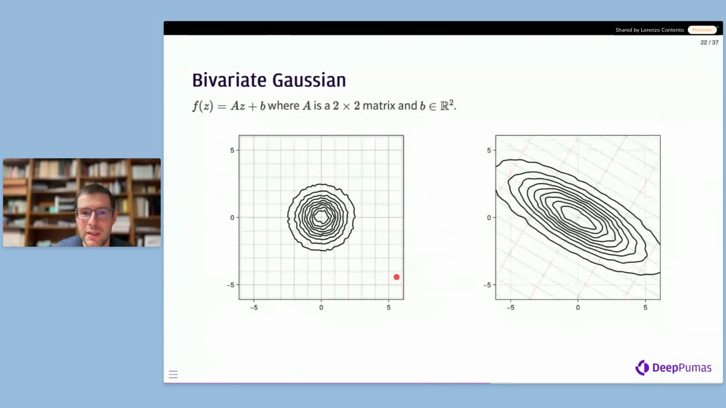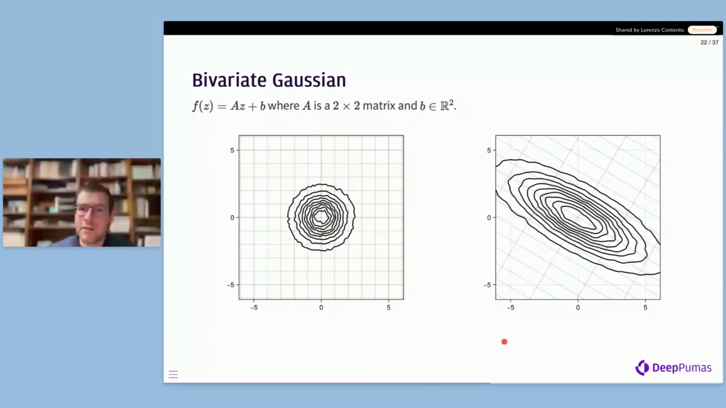And we can see that this is essentially, I have plotted here a grid that is also transformed together with the probability density as a way to visualize the mapping. And we can see this is just a rotation and some stretching in one dimension, in one direction.